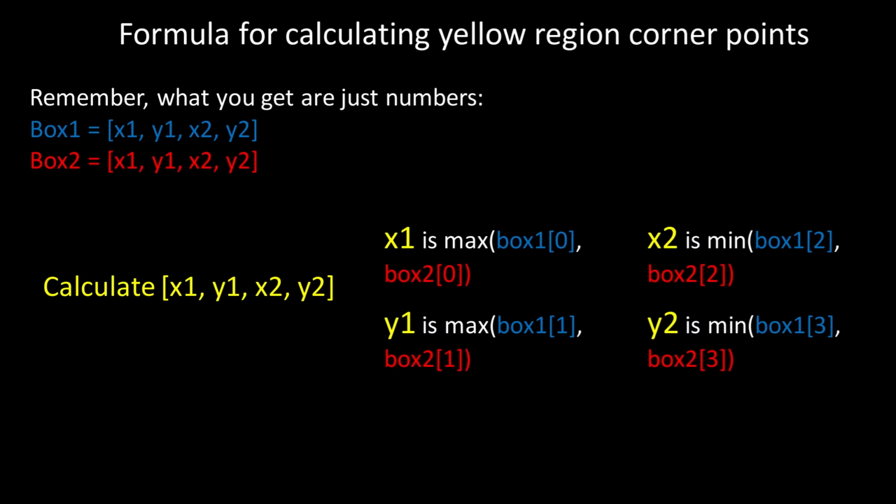So the formula for calculating the corner points of this yellow region is that we take the maximum for both x1 and y1, and we then take the minimum of x2 and y2. All right, so that's for finding the corner points of the intersection box. We then need to calculate the areas, and then we also need to calculate the union. But I think I'm going to show that in the code because now we've done all of the tricky part. So if you followed this far, I think it's going to be relatively easy following the code as well.